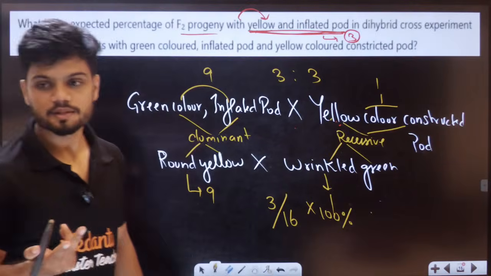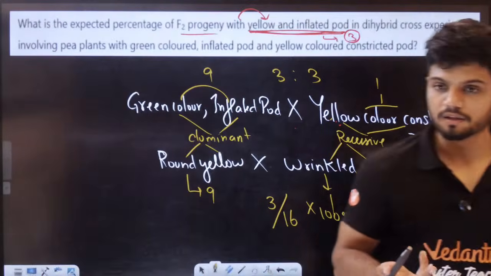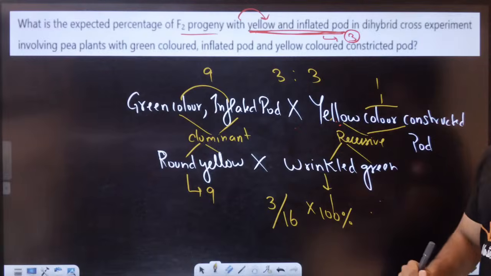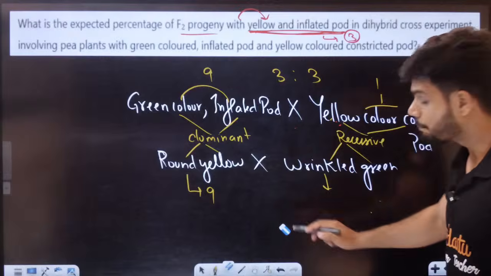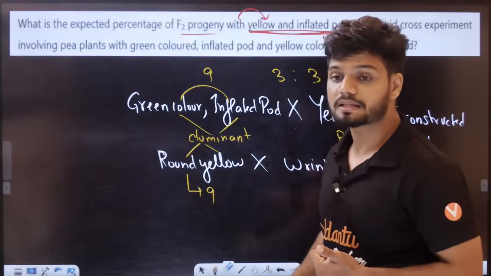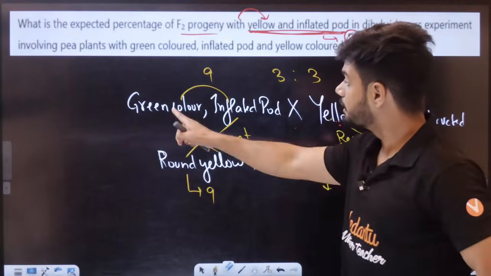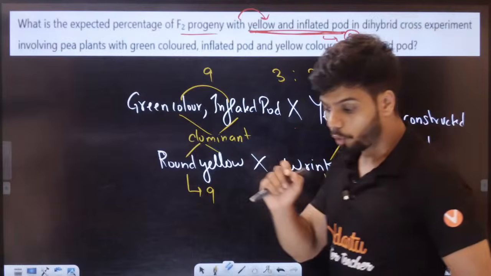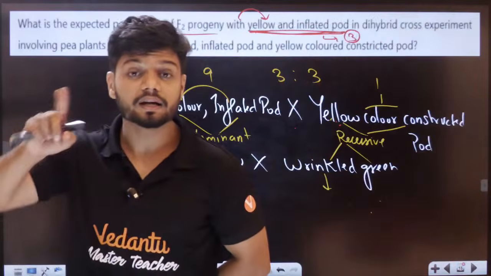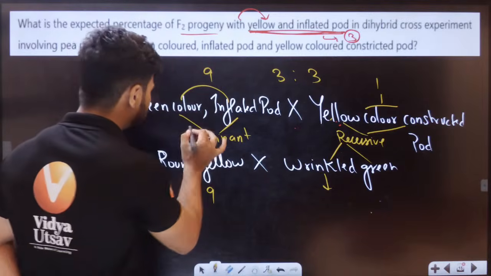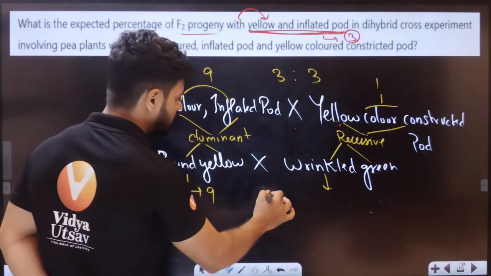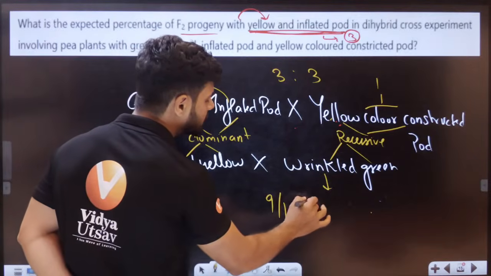You get the answer, students. 3 divided by 16. Now, students, I'll change the question. Tell me the percentage of, let's say, green color inflated. What percentage of F2 will be green inflated? That I want you to do. Very simple. In that case, you will take green inflated is 9. 9 divided by 16 into 100.